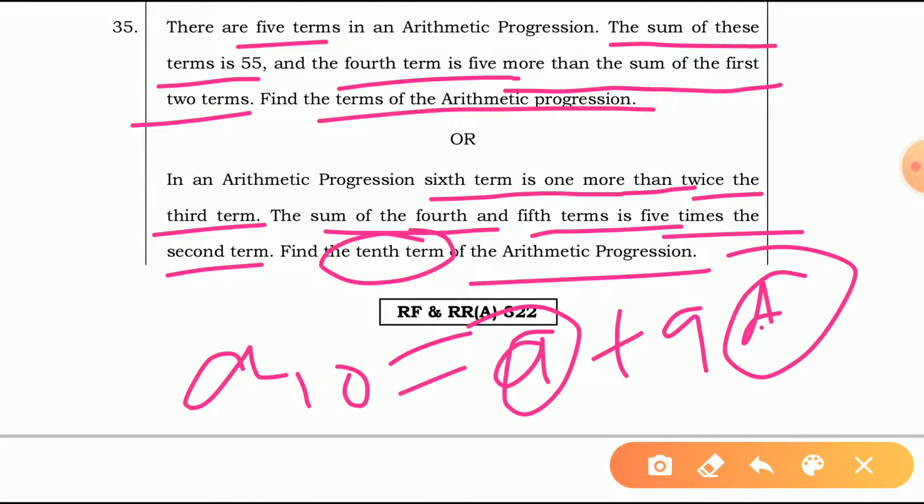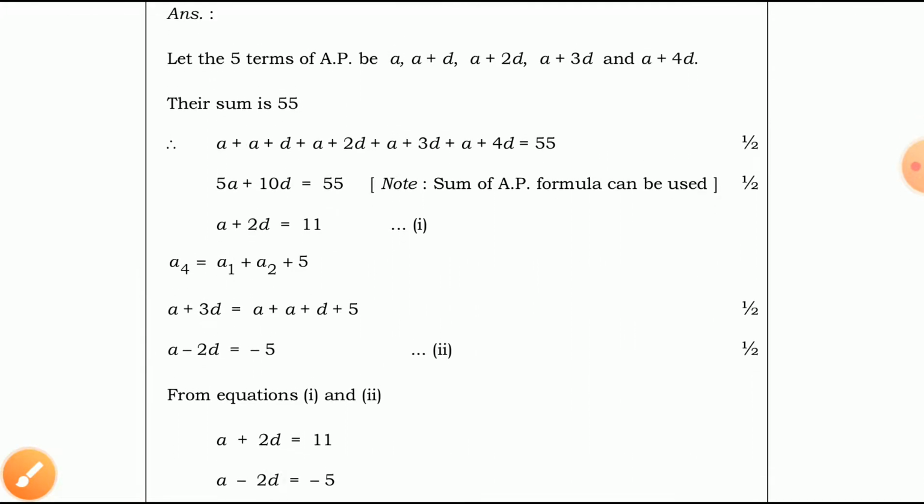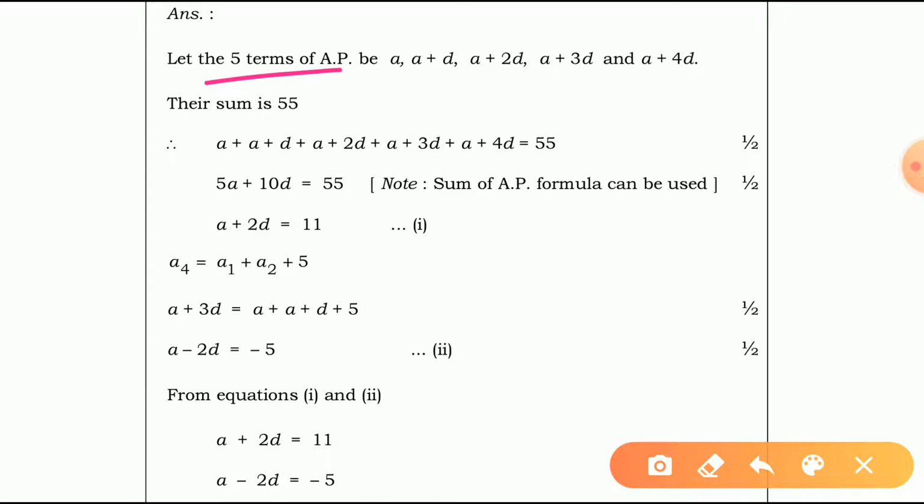This is the second question. Now we will discuss the solution of the first question. According to the given condition, let the first five terms of the AP be a plus d, a plus 2d, a plus 3d, and a plus 4d. Their sum is 55, as given. So here their sum is 55.